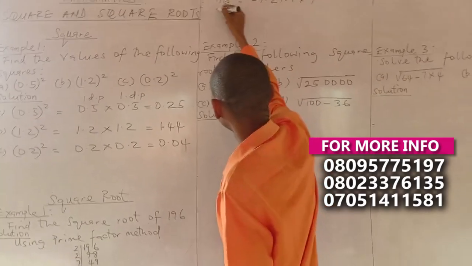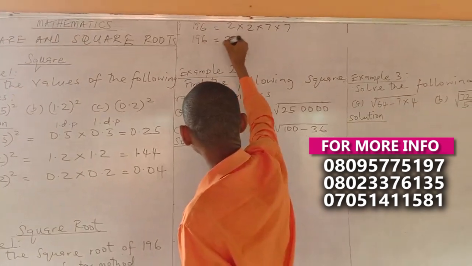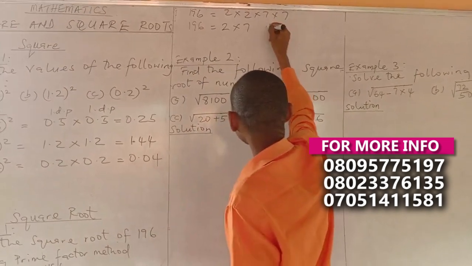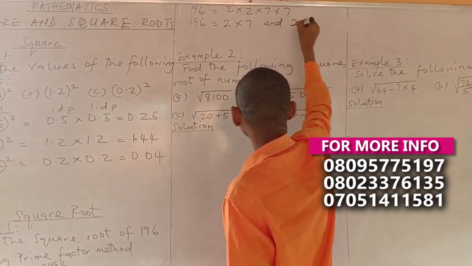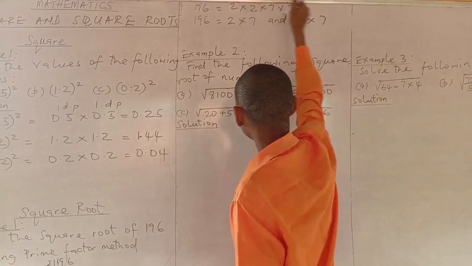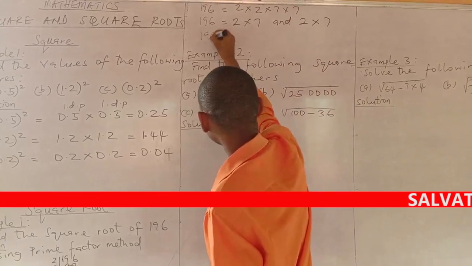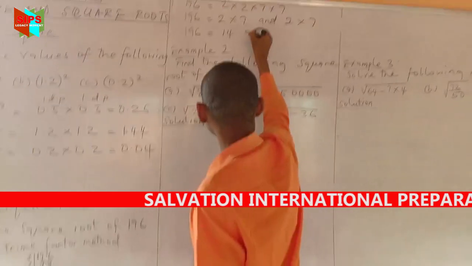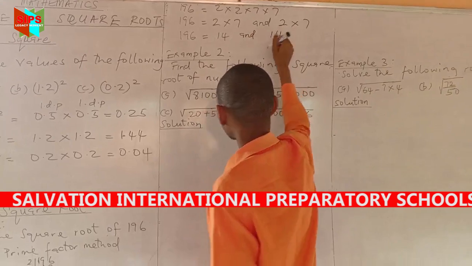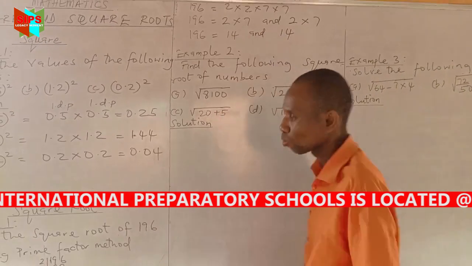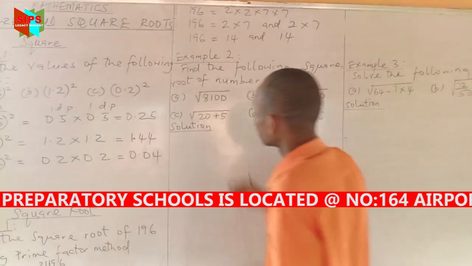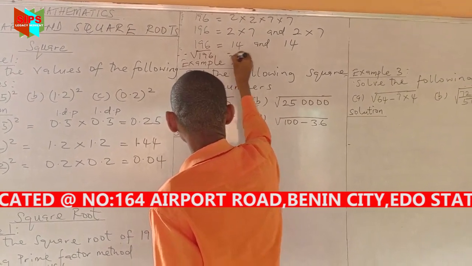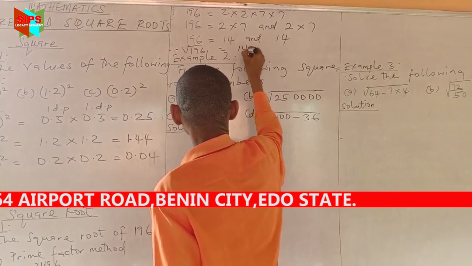So we rearrange. 2 times 7, pick your 2, pick your 7. And 2 times 7, pick your 2, you pick your 7. So 196 is equal to 2 times 7, 14, and 14. 14 times 14 will give us 196. Therefore, the square root of 196 will give us 14.